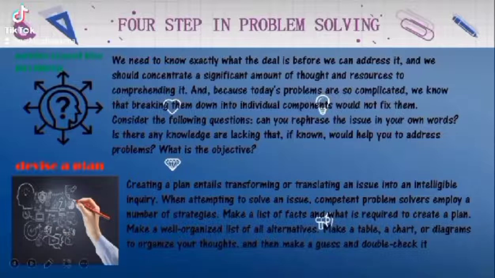Number two, devise a plan. Creating a plan entails transforming or translating an issue into an intelligible inquiry. When attempting to solve an issue, competent problem solvers employ a number of strategies. Try to make a list of facts and what is required to create a plan. Make a well-organized list of all alternatives. Make a table, a chart, or diagrams to organize your thoughts, and then make a guess and double-check it.